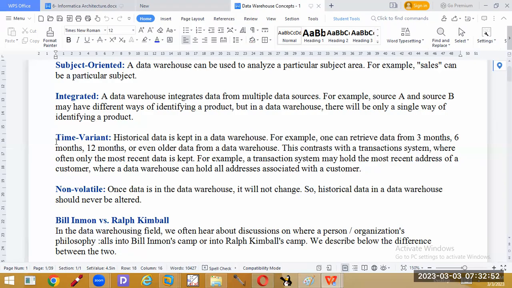So that's why the concept of time variant comes. In time variant, we can see the data on the basis of time, like 1 month, 2 months, 6 months, 1 year, last 6 years of data, based on our design. Some companies keep the data for the last 5 years, last 10 years, based on their data warehouse size and company requirements. Some companies keep data for only the last 3 years because they use the data for analysis of only the last 1 or 2 years.